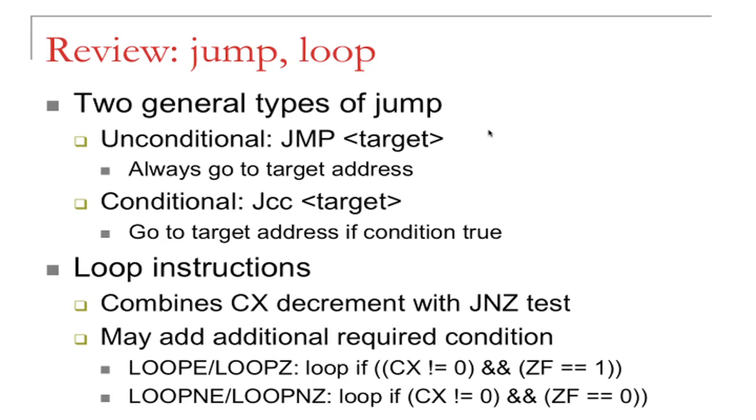Loop instructions. Loop instructions combine CX decrementation with JNZ test. So using one single instruction, you can perform two operations and make sure the loop will continue or not continue depending on the value in the counter register. You may add additional required conditions using loop Z or loop NZ. The additional conditions you can check.